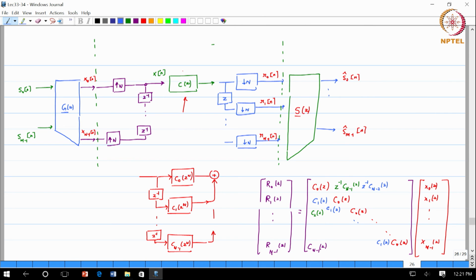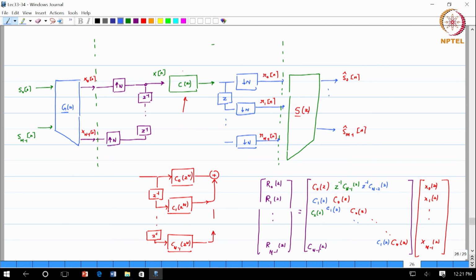In addition to being Toeplitz, it is also got a circulant property, because if you take the first column C naught, C1, C2 all the way to Cn minus 1, you will find that the next column is just downshifted by 1 with a circular wraparound, and when Cn minus 1 of z comes to the top, it comes out with a z inverse.